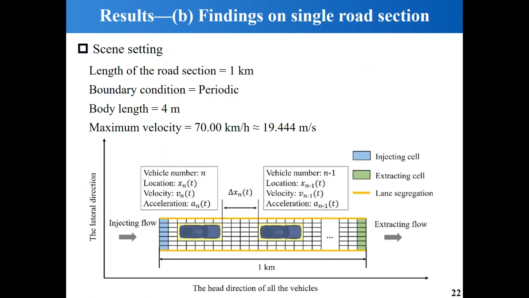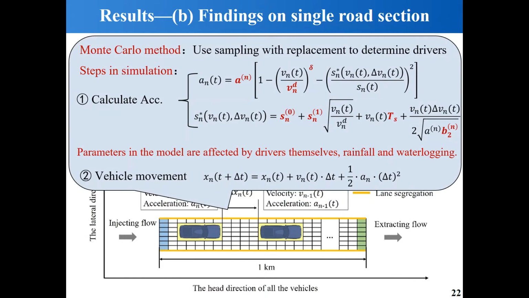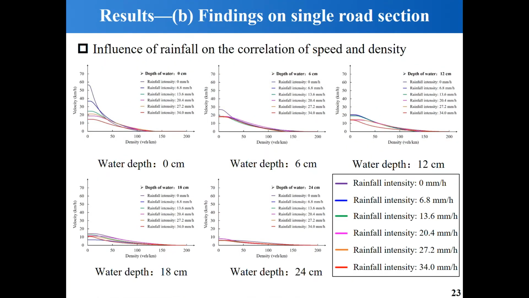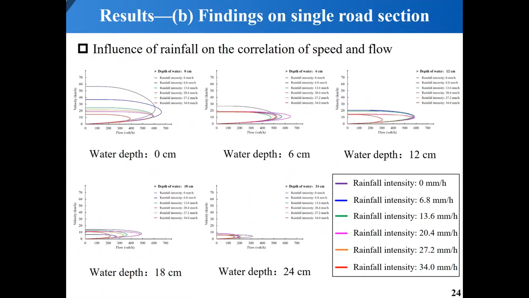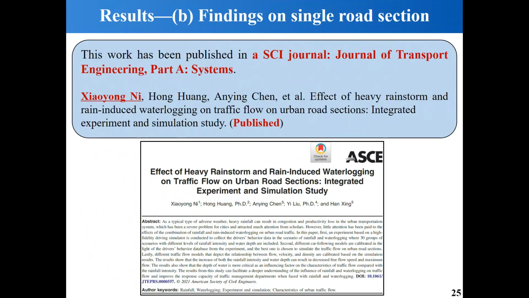This is the scene setting in the simulation. Monte Carlo method is first used here to determine the drivers, and then the simulation is conducted in an order of acceleration, calculation, and vehicle movement. It is found that free flow velocity decreases with the increased rainfall intensity. We also found that the capacity of the road generally decreases with the increase of rainfall intensity. This work has been published in a SCI journal, JTEPA.